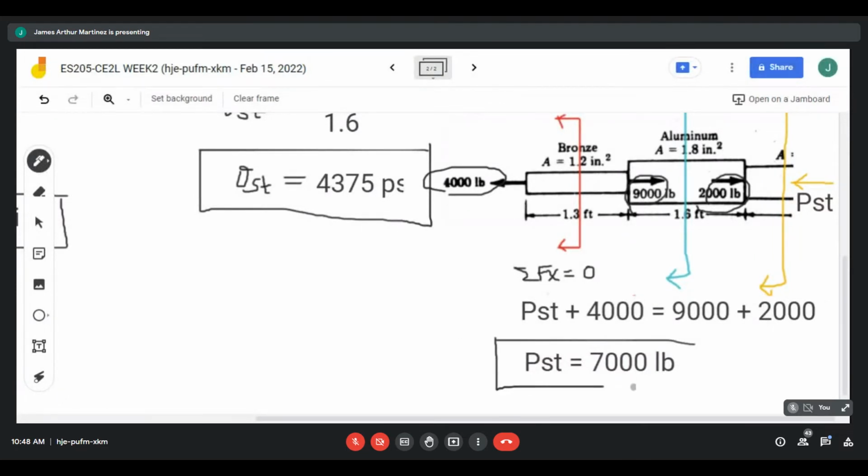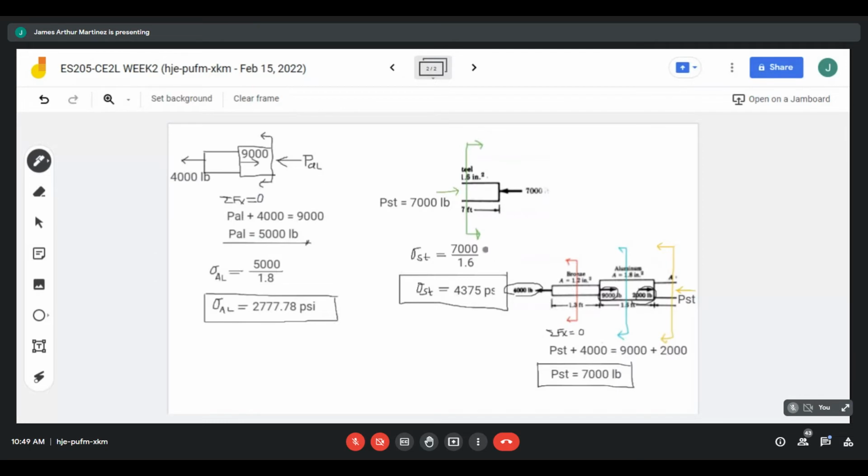So therefore, we have 7,000 pounds for the internal reaction in steel. And notice that it is the same as our first consideration, where we considered the right side of the cutting plane. So the internal reaction is still 7,000 pounds. So if you compute the stress, or normal stress at steel, using this second analysis where we consider the left side, you'll arrive at the same answer. So normal stress is equal to 4,375 psi.